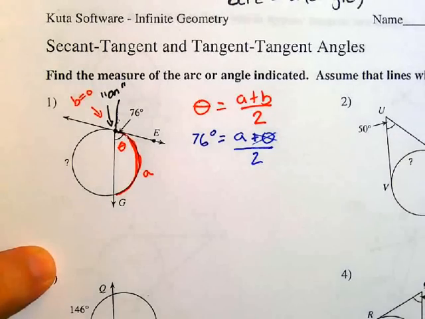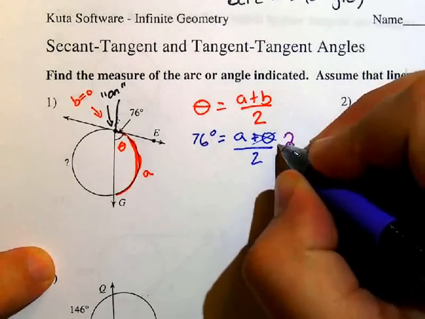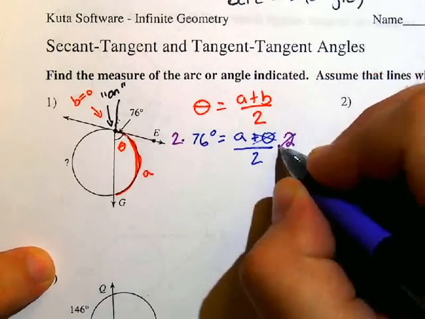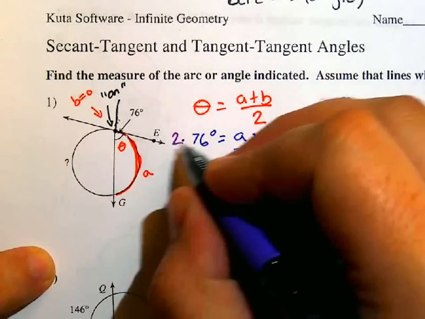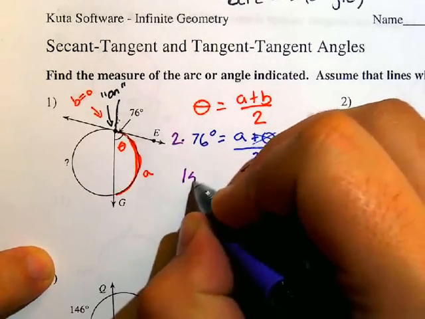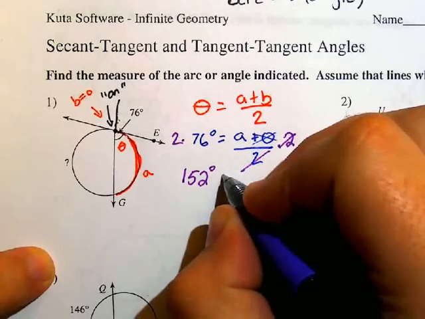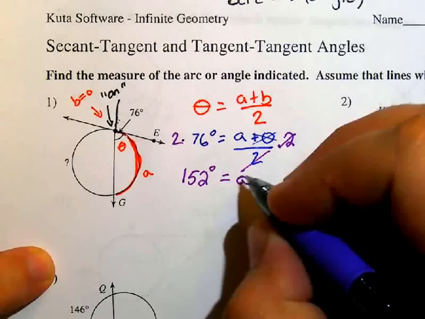A plus 0 is just pretty much A, so I can get rid of the plus 0. How do I get rid of divide by 2? Well, we multiply by 2 and cancel those out. 2 times 76 is going to be, 2 times 70 is 140, 2 times 6 is 12, so 152 degrees is equal to A.